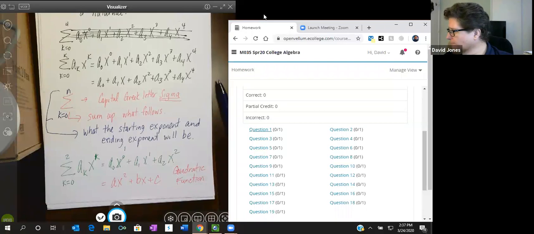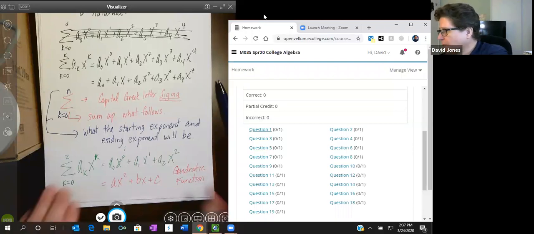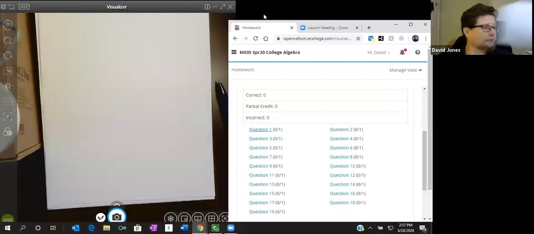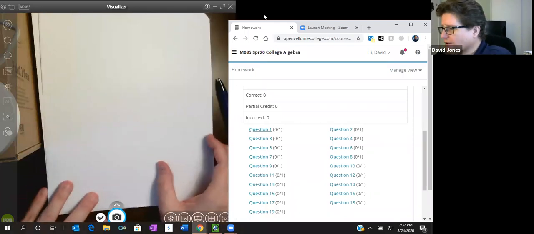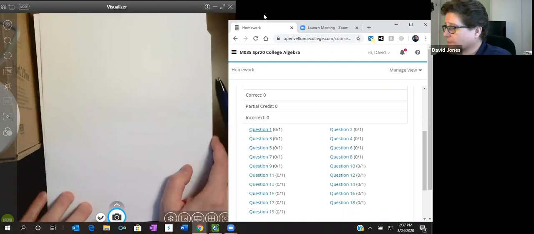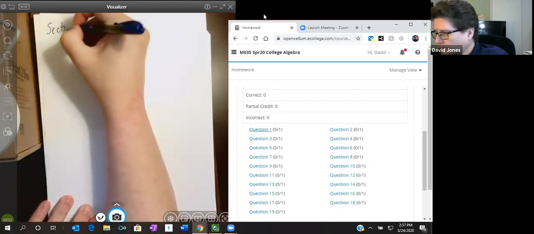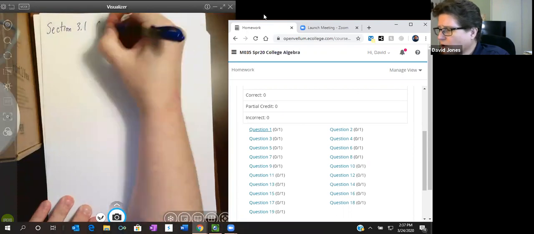All right. I assume that's giving you enough time. Let's turn the page. And quadratic functions are what section 3.1 is about. So 3.1 is on graphing quadratic functions.